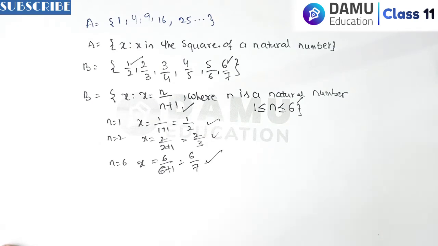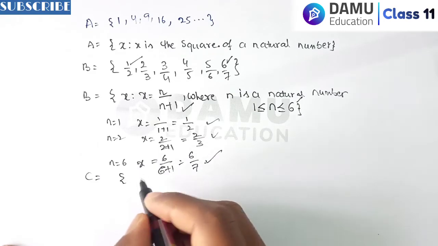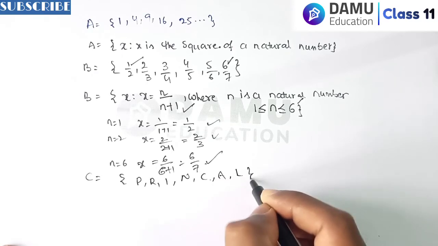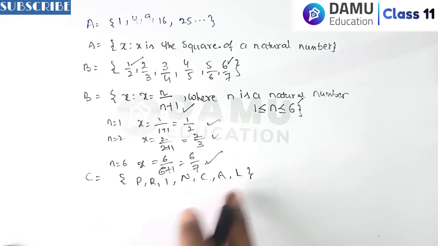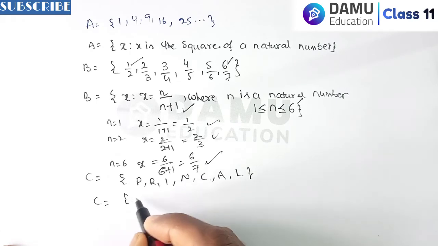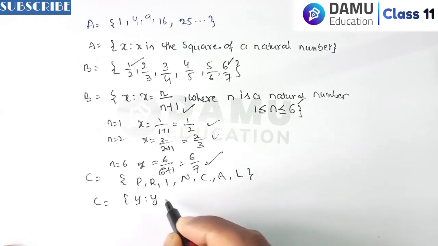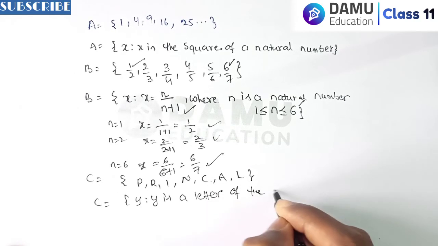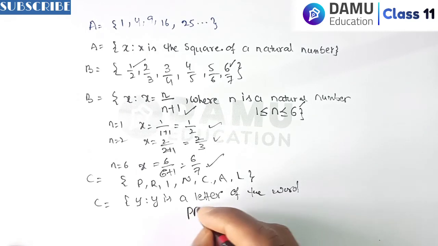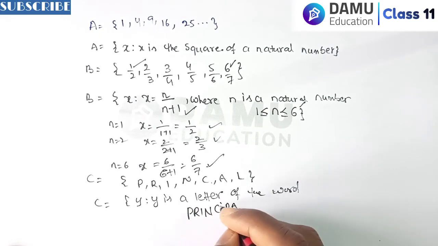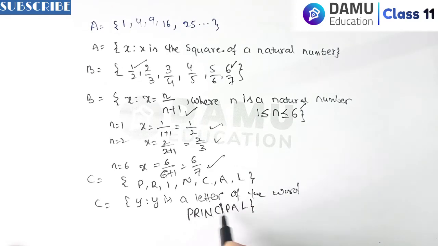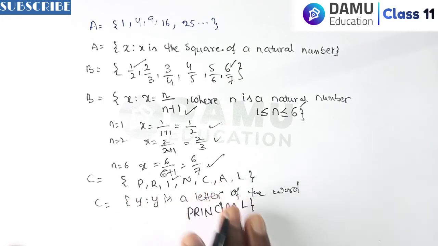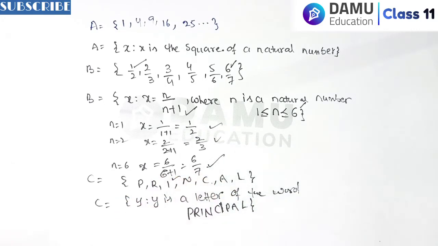And one more thing you can write here. Let's take PRINCIPAL. This is the roster form. Then what is the set builder form? The set of all y such that y is a letter of the word PRINCIPAL. Here I is repeated 2 times, but I took it only 1 time. So in roster form, a duplicate element should not be repeated. This is the way of explanation.